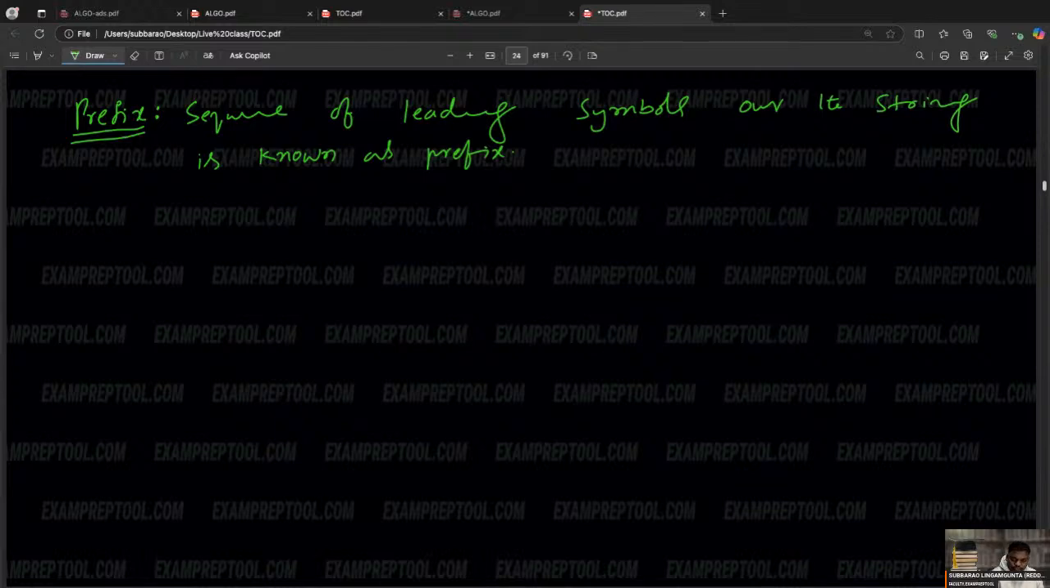Let me write some examples. Can you see the example? Everyone careful. TOC EPT or EPT TOC. Some string is required. Let me write EPT TOC.